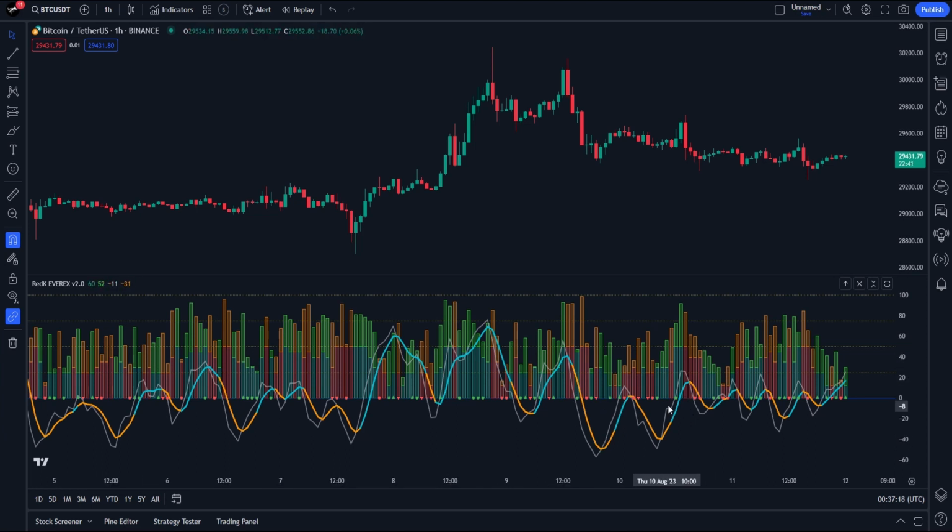Red K Everex is an indicator employing volume price analysis principles to assess relative volume and associated price action for each bar. Represented by a 100 by 100 oscillator, it simplifies the fusion of price action and relative volume to accurately portray trends and reversals. Now, let's configure the indicator settings.